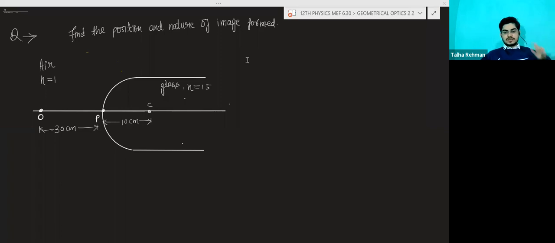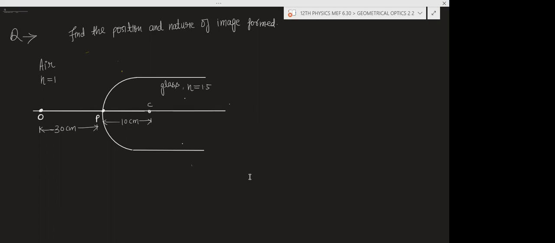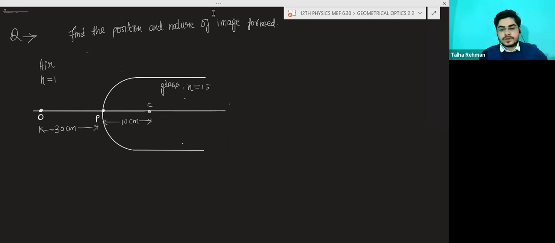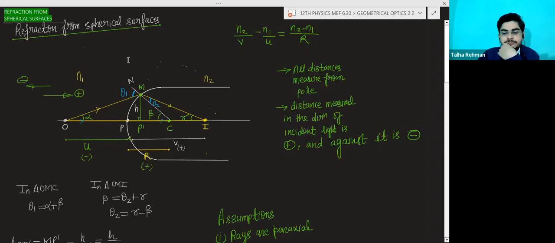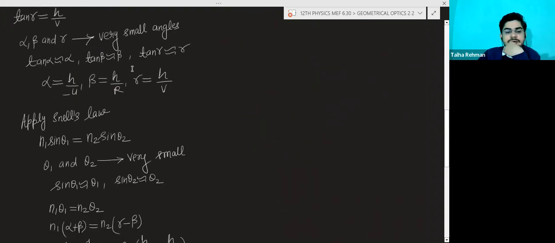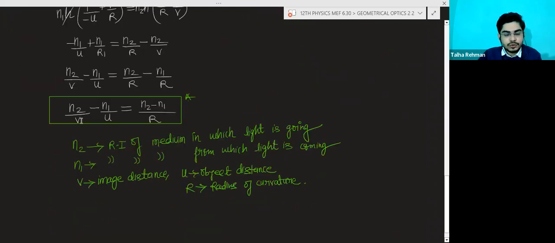So in the last class, I told you about refraction through spherical surfaces. We derived one formula, and finally we got this: N2 by V minus N1 by U is equal to N2 minus N1 divided by R.